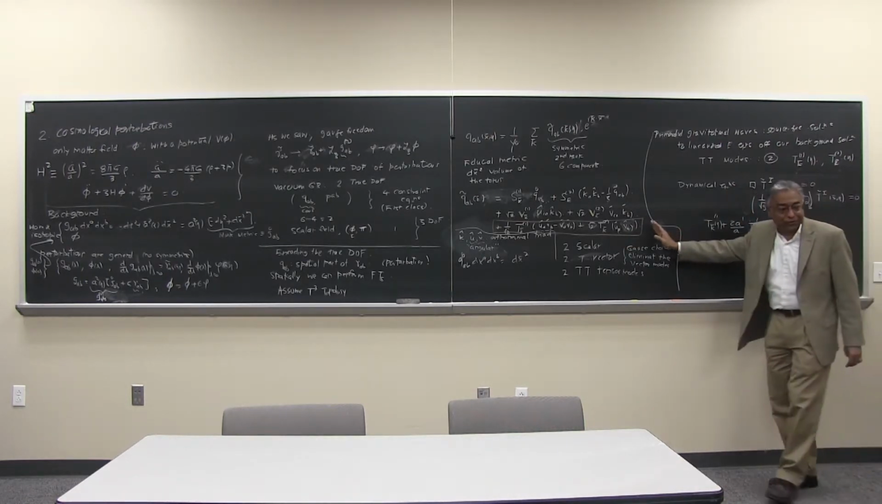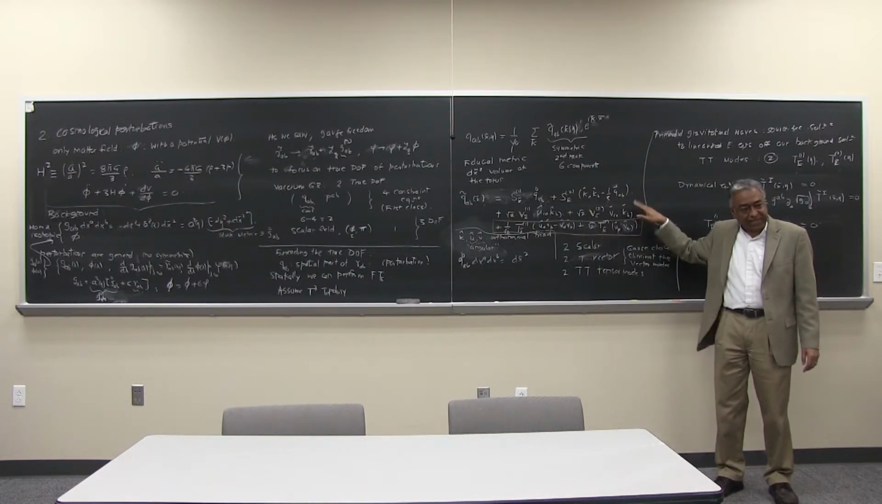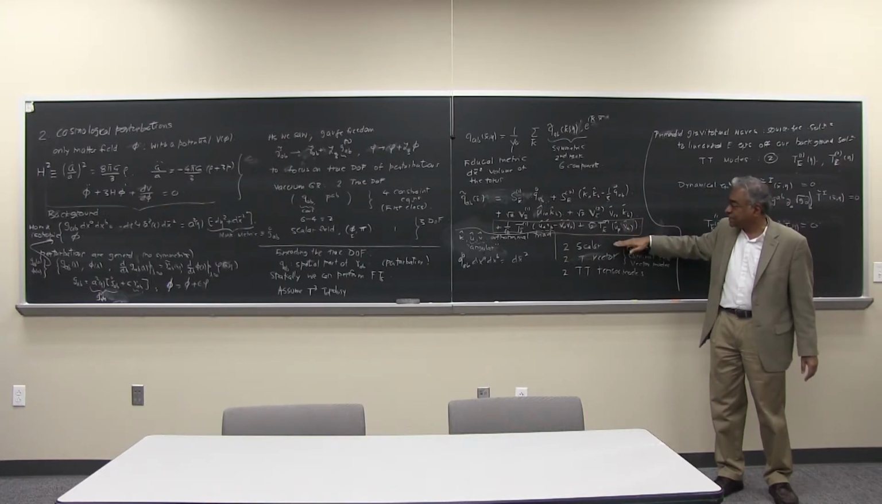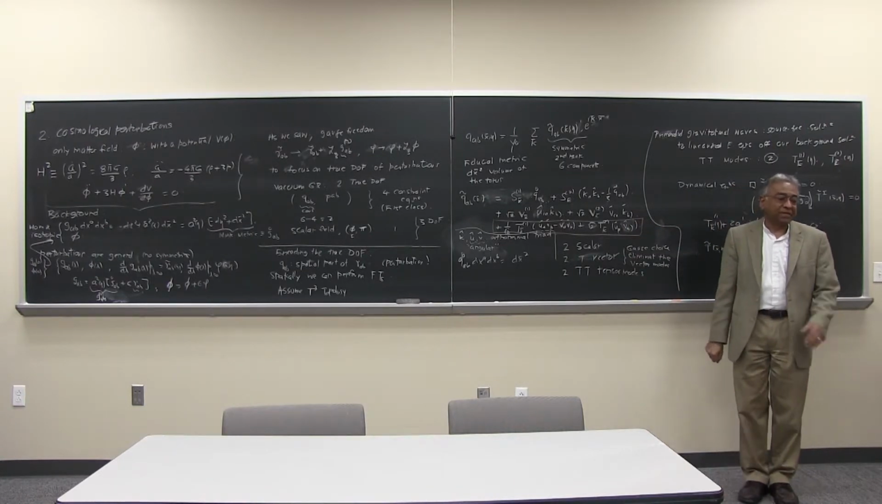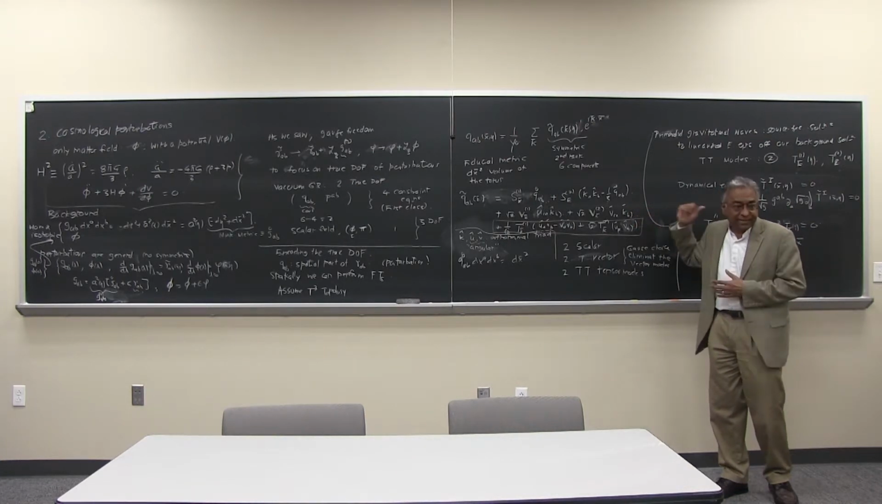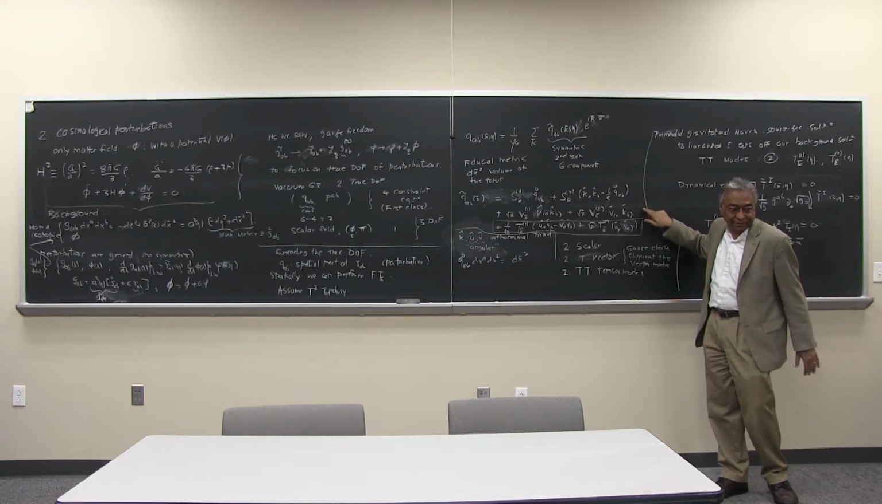Actually, for the tensor modes, there's a second point that I'm making. It's not obvious, but it's true. The tensor modes are gauge invariant by themselves, and therefore this gauge fixing, in which we eliminate some of these components and so on, really doesn't affect the tensor modes. It does affect the scalar modes, as we'll see in a minute, but not tensor modes.